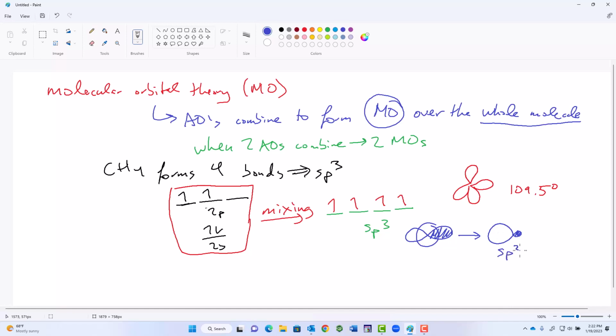So this is sp3. Well, we see that if it's s and 3 p orbitals, it's going to be 25% s character and 75% p character. So it is largely p orbital directed, so that's why it has this shape with a little bit of s character mixed in there.